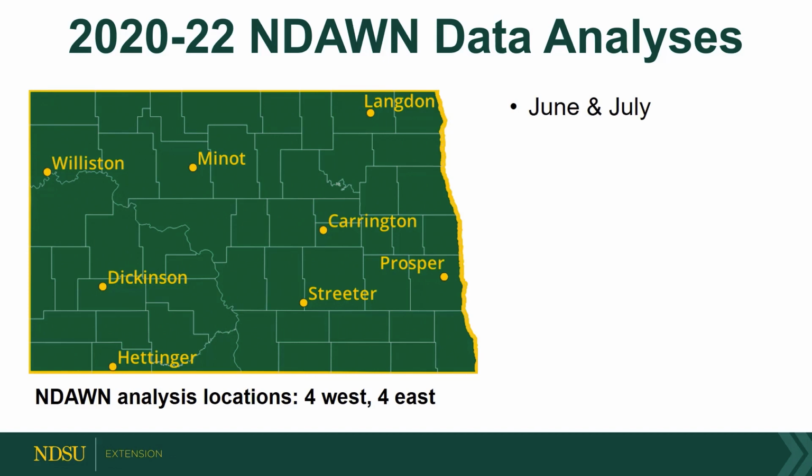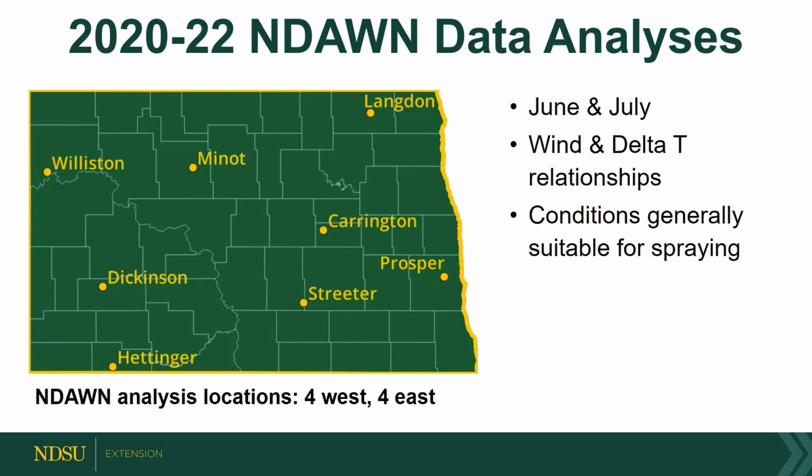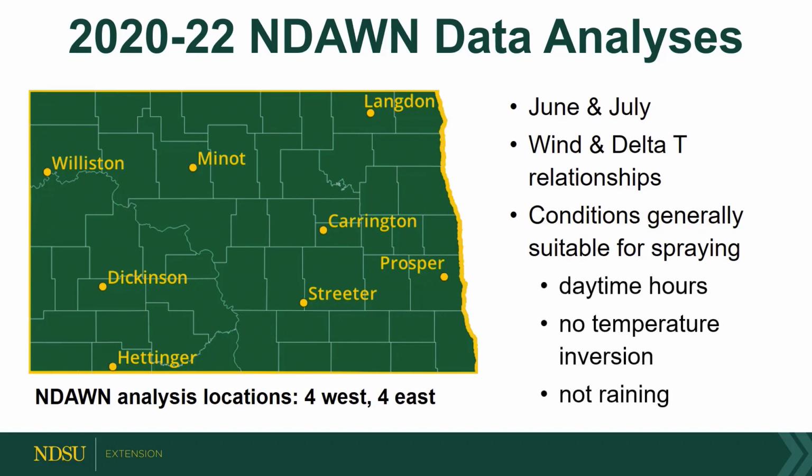I looked at June and July data only, since these are the months where most of the post-emergent spraying is going to be going on. I was interested in the relationship between wind and delta T, and all of these analyses assume that conditions are otherwise generally suitable for spraying. So there's no temperature inversion, it's during the daytime hours, between sunrise and sunset, and it's not raining.